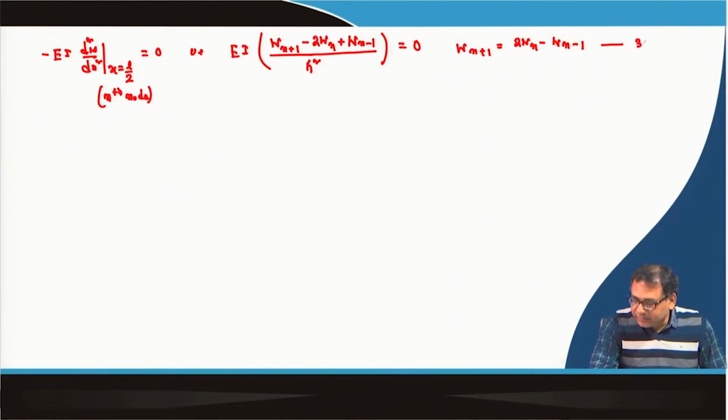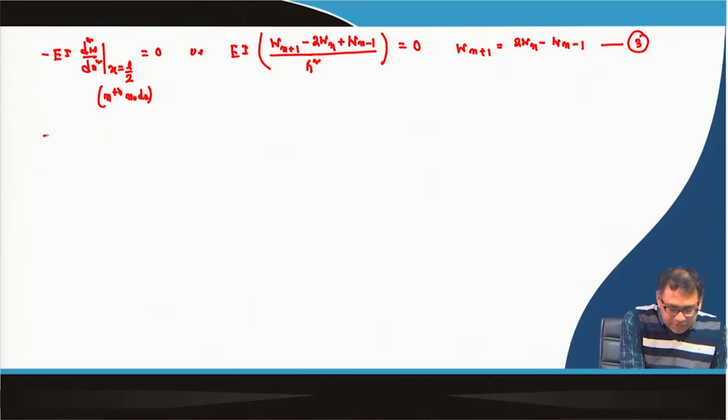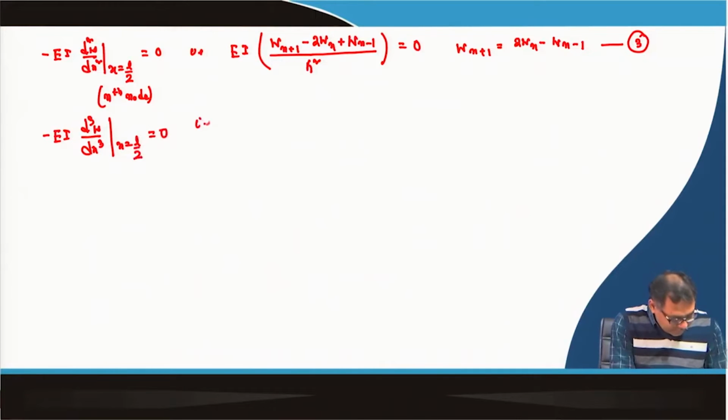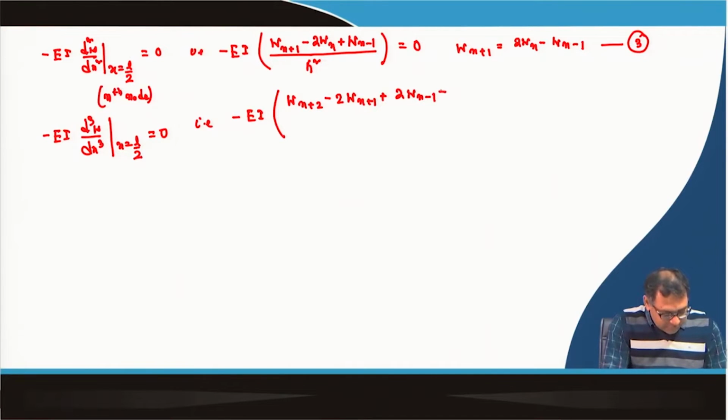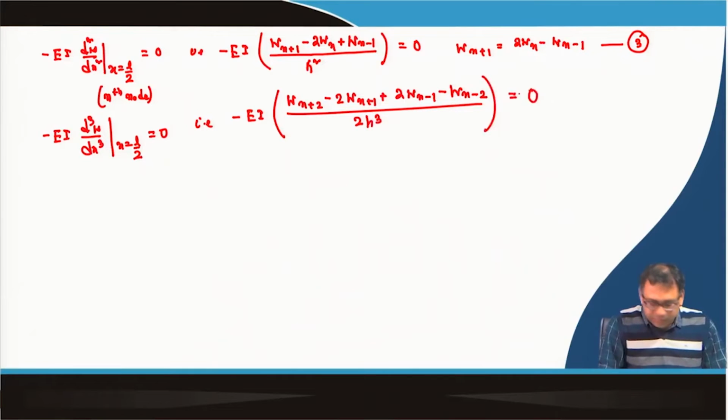this is the third condition, and we have the fourth boundary condition, that means the shear force d 3 w dx 3 at x equal to L by 2, that is also 0. So, that is minus E I. So, I am applying the finite difference form, w n plus 2 minus 2 w n plus 1 plus 2 w n minus 1 minus w n minus 2, divided by 2 h cube, and this is equal to 0.